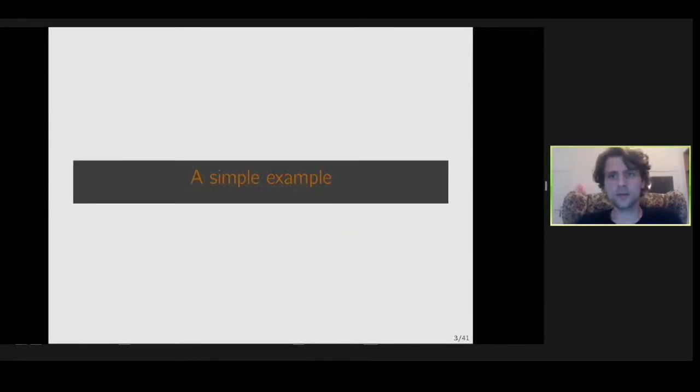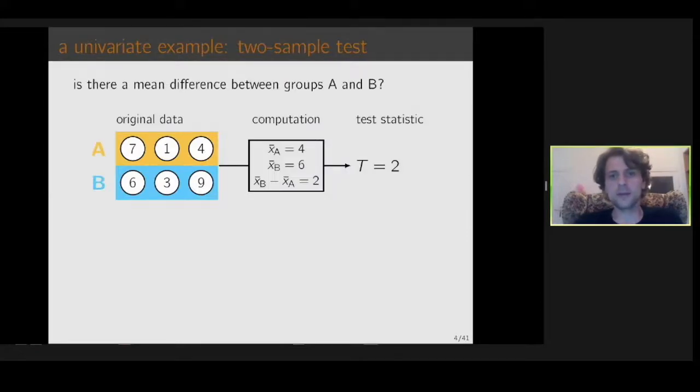So let's just start with a simple example. Let's assume we have acquired this very little data set, which consists of two groups, A and B, and we have acquired 3 data points in each group, A and B. So the question that we want to address now is, is there a mean difference between groups A and B? Well, what we could do is just calculate the means of A and B and take the difference. That's the mean difference. That's our test statistic, and in this case, it would be 2. Now the question, of course, is how significant is that difference? Is that difference statistically significant?